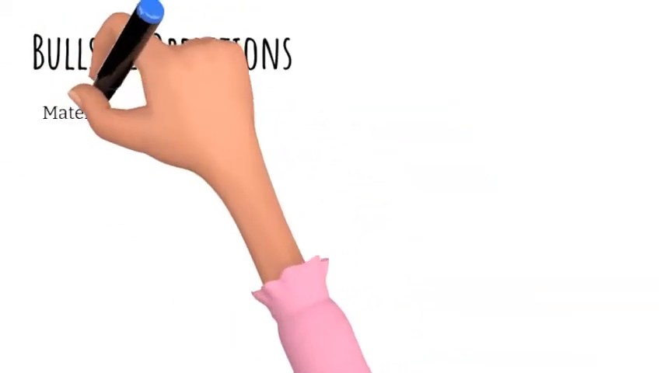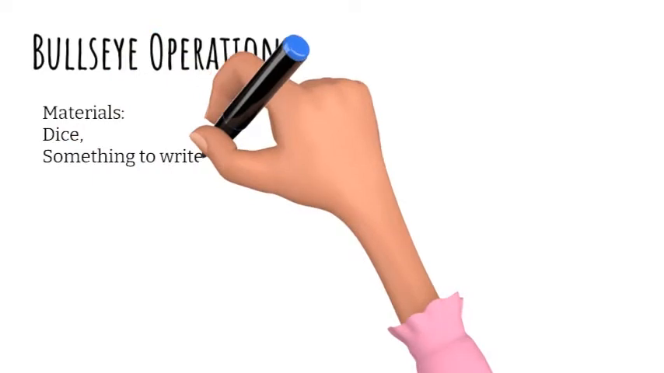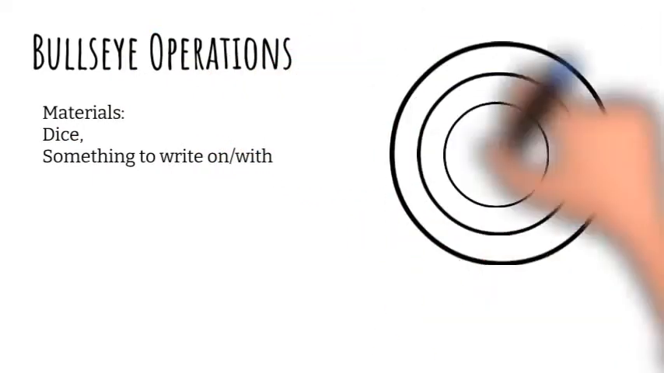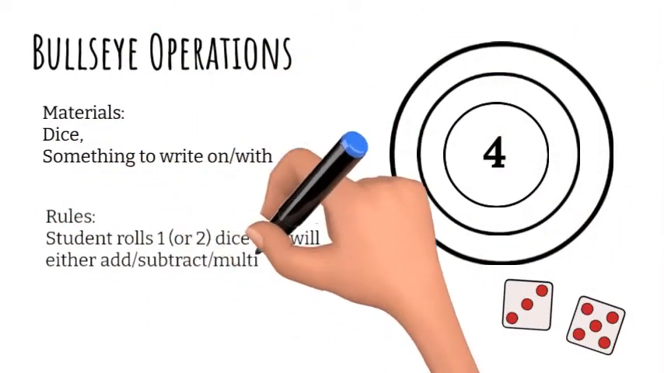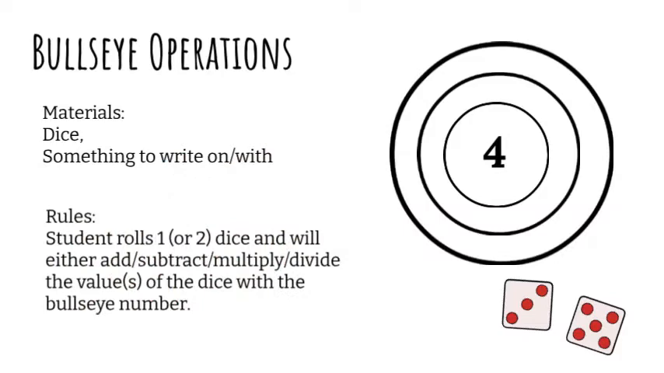Let's start with our first game. For Bullseye Operations, you will need dice and something for students to write with. Students can work independently or in partners. The students will roll either one or two dice depending on their skill level, and they will then take the value of the dice and either add, subtract, multiply, or divide that value with the bullseye number.